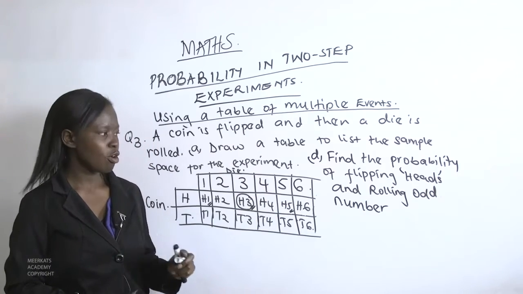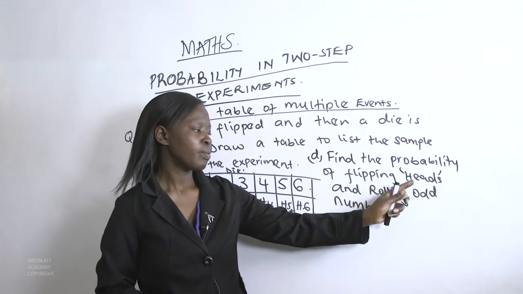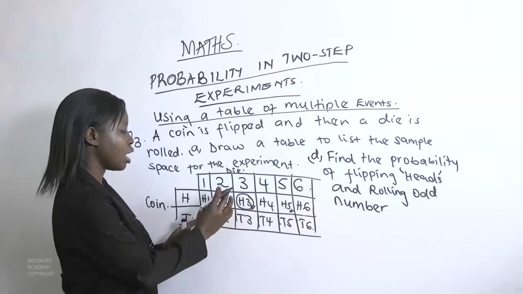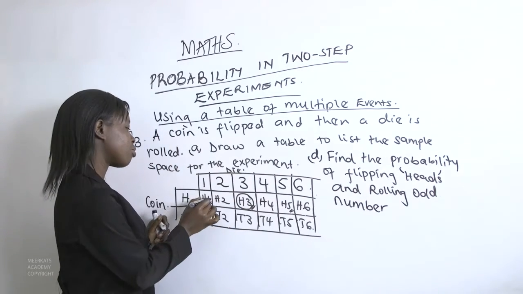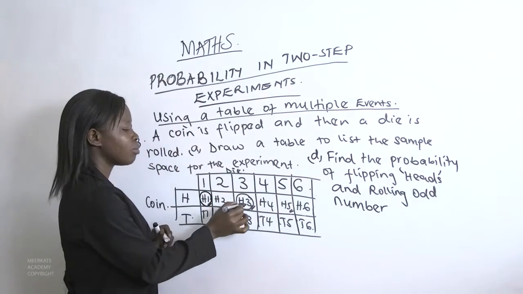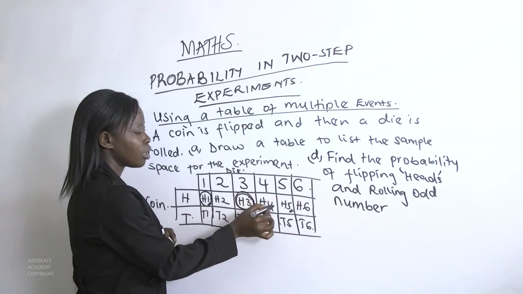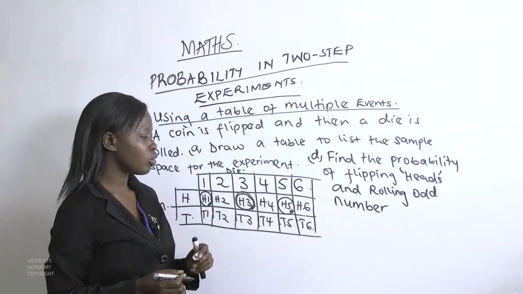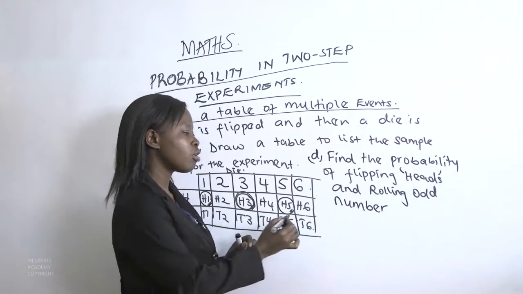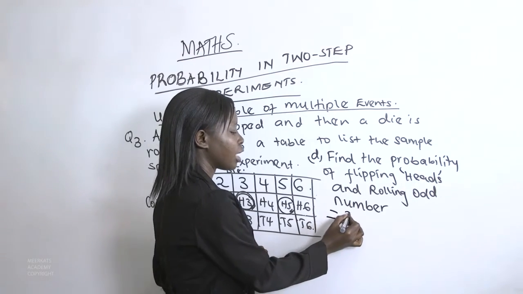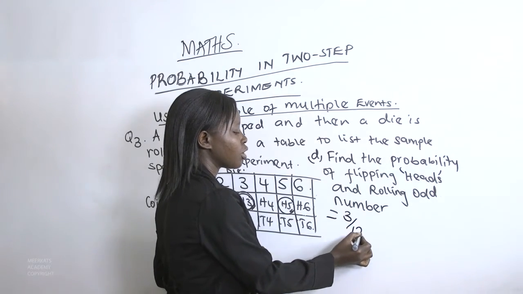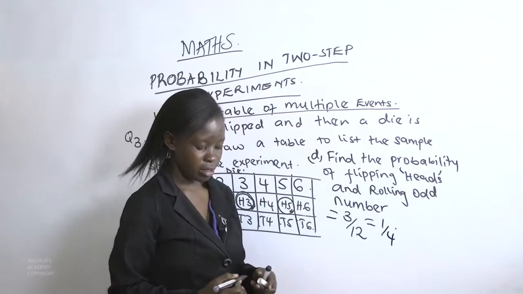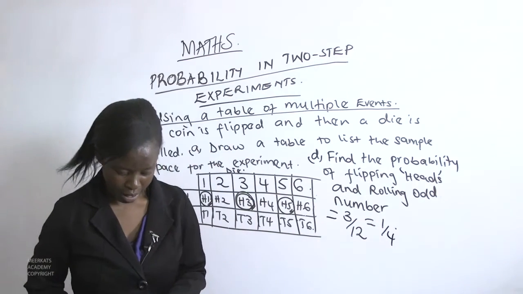So we are looking for a head and odd numbers. So we look for head, not tail. We are looking for where we have head. So this is the first outcome, we have the second outcome, then this is the third outcome. So we discover that we have 3 outcomes out of 12. So the probability of rolling a head and an odd number will be 3 over 12, which gives us 1 over 4 as the required answer.